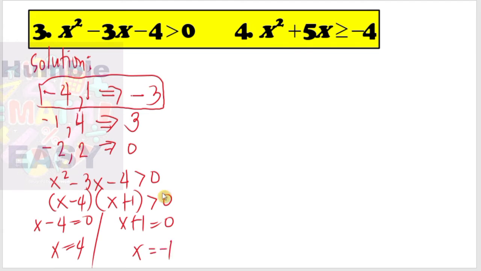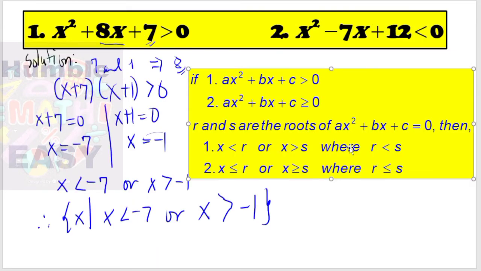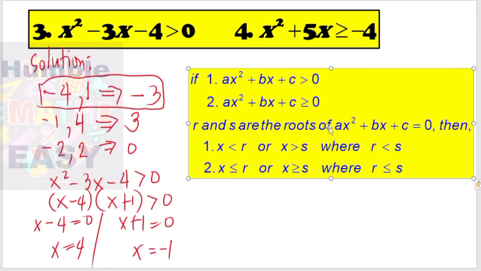And so, looking back at the pattern for the greater than symbol, we could say now that our answer should be either way that we have. Negative 1 has a lesser value than 4. So we could say now x is less than negative 1, and for the other one, since x is also equal to 4, x is greater than 4.